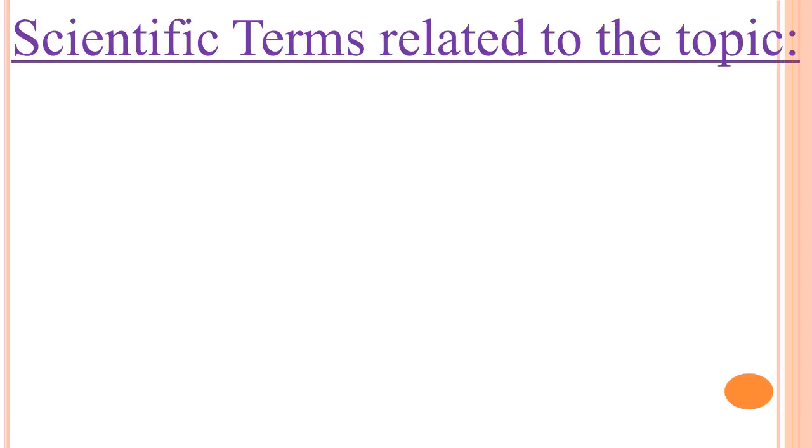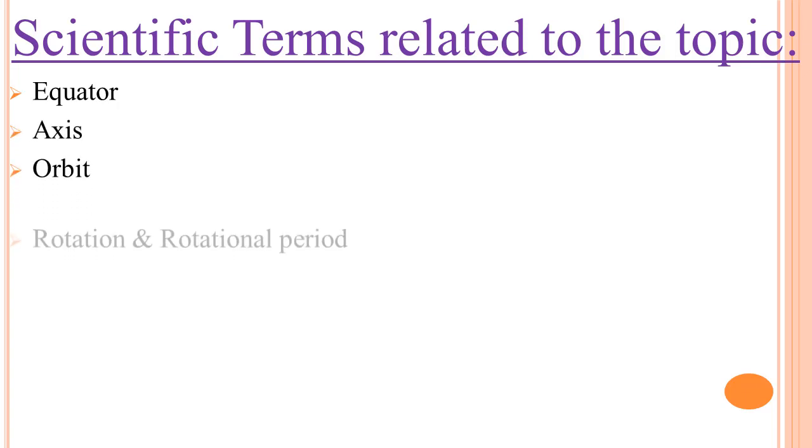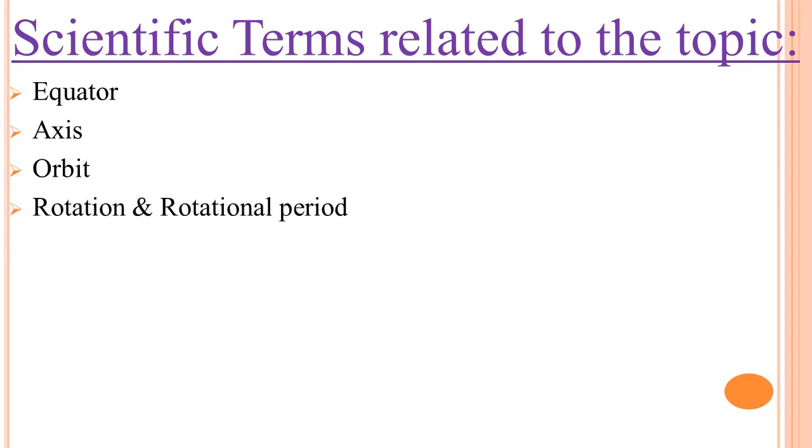Some scientific terms which are related to the topic are equator, axis, orbit, rotation and rotational period, sunrise and sunset. We are going to discuss all these scientific terms for your better understanding.